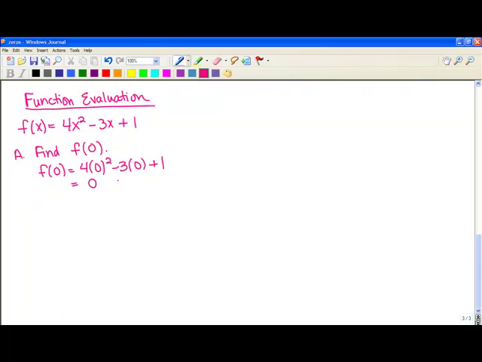This turns out to be 0. This is 0. This is 1. So the answer would be 1. And this is called the output. The output's always a y value. The number we plugged in is called the input, and that's always an x value.